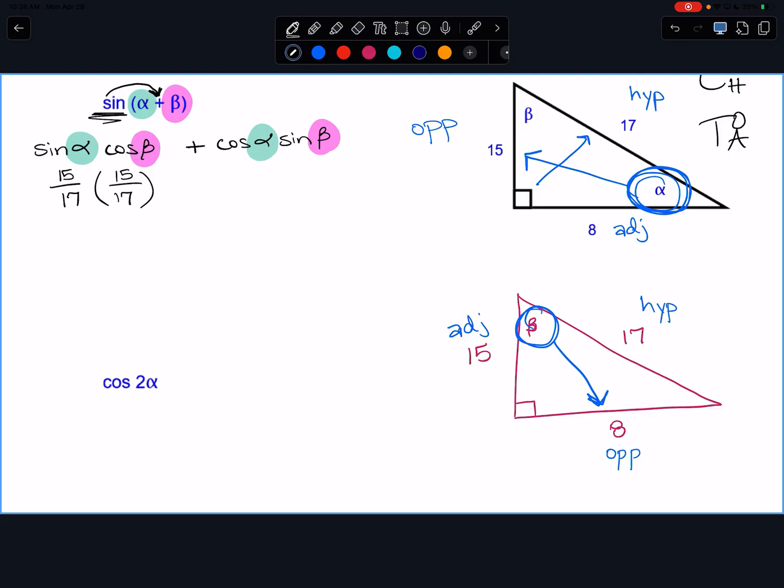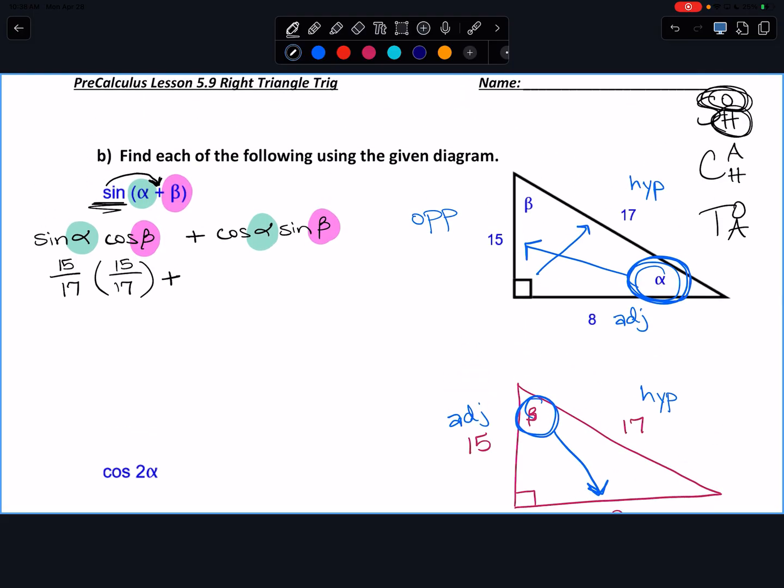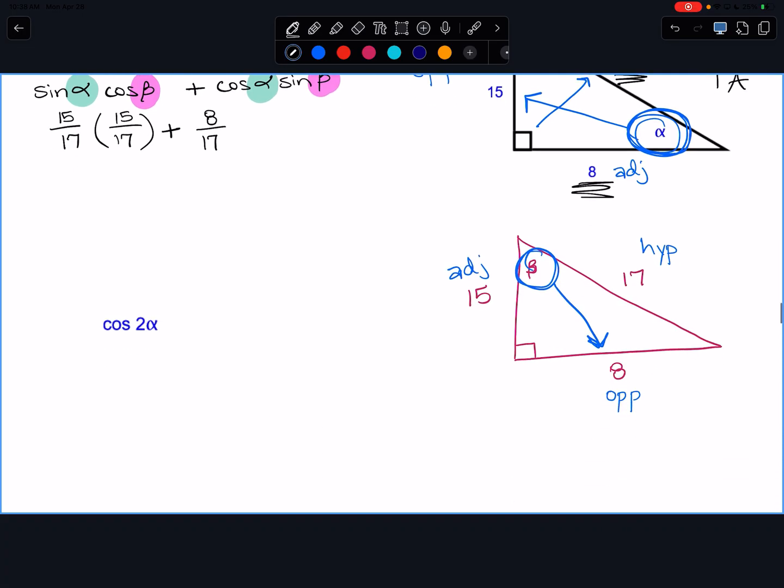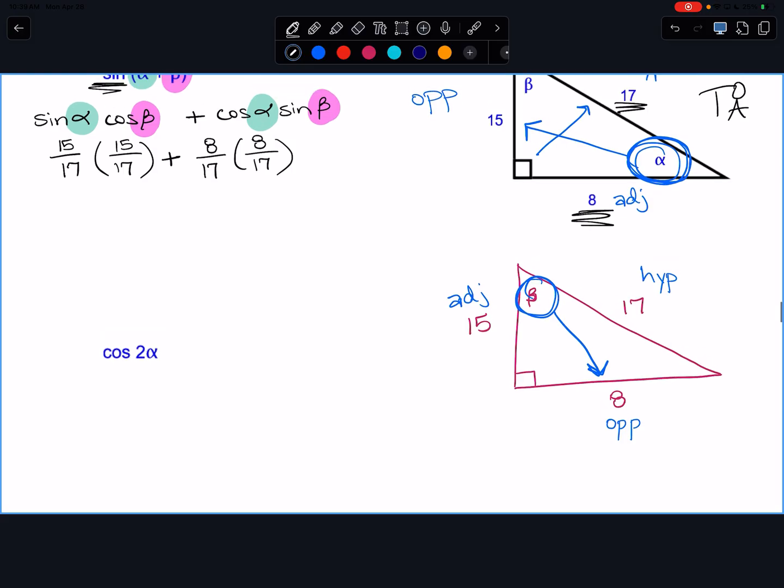All right. Now go back to your top triangle. What's the cosine of alpha? It's A over H. So 8 over 17. And then times sine of beta. Sine is opposite over hypotenuse. So 8 over 17. Okay? Now do you see why I did two different triangles? It could get confusing when you try to label. You'll have one side says opposite, but then it is also adjacent, so that can be confusing.